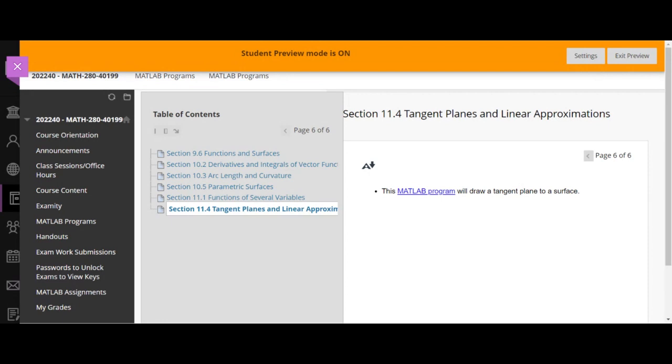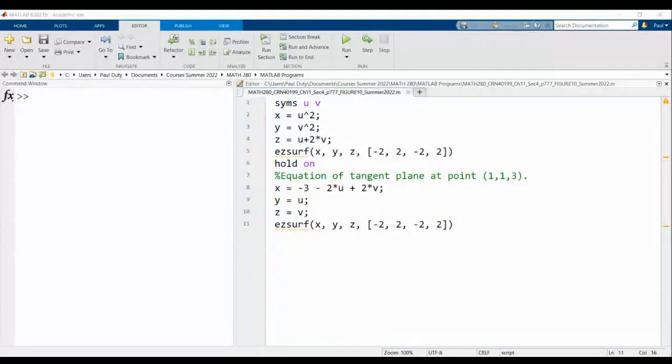Okay, so try this now. Try this. You should have this code.